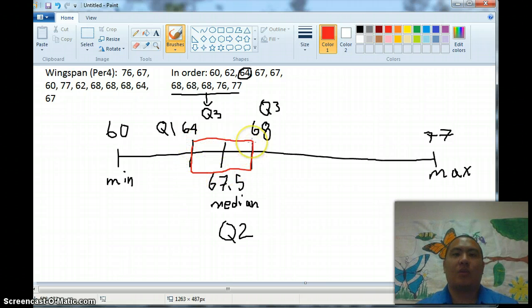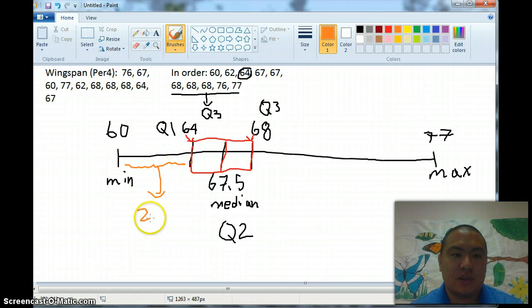So what you can assume from these quartile things is that this is the first quartile, third quartile, and this one is the second quartile right down the middle. This first part right here tells me that all this is 25% of people. And then same here. This is another 25, another 25, and another 25. So 50% of people are in between 64-inch wingspan and 68-inch wingspan.